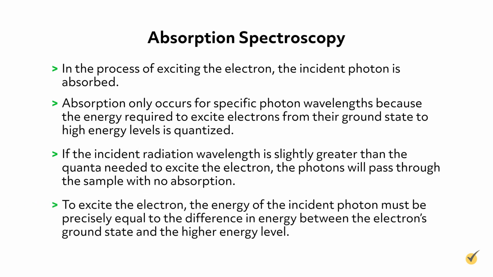That is to say, to excite the electron, the energy of the incident photon must be precisely equal to the difference in energy between the electron's ground state and the higher energy level. In this way, the specific wavelength of light absorbed by a specimen is element-specific. So, the gaps in the resulting spectrum correspond to the exact energy levels of the electrons of a given element.